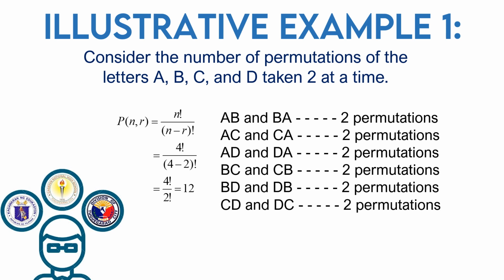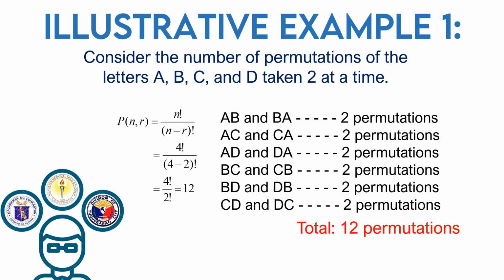That's AC and CA, AD and DA, BC and CB, BD and DB, and CD and DC. Now this gives us a total of 12 permutations in all. But when we look at AB and BA, they are just the same letters, A and B. So regardless of order, it will just be one combination.